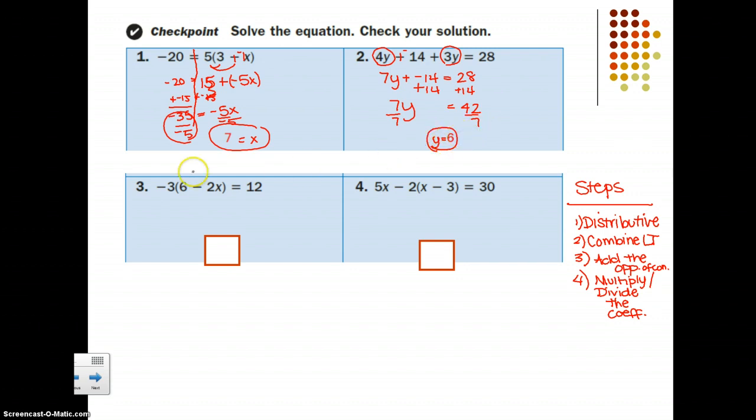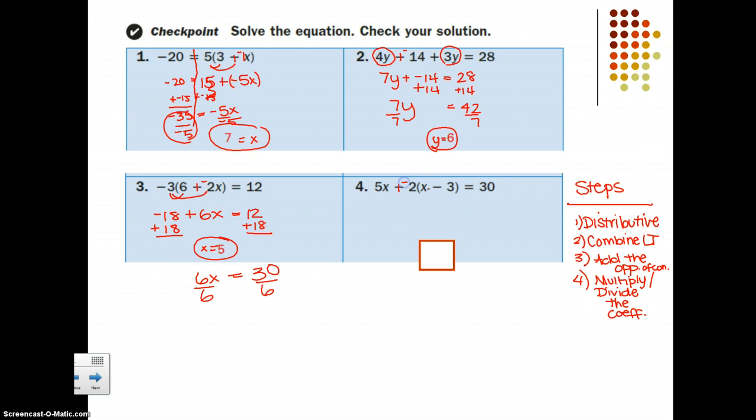Number 3. Add the opposite. You have parentheses, so it's a good chance it's distributive property, which it is. Distribute the negative 3, negative 18, plus positive 6x equals 12. There's no like terms to combine, so now I'm on a two-step. Add the opposite of the constant. You get 6x. I'm going to move down here. I don't have enough space. Equals 30. Divide by 6. X equals 5. Again, check your work.